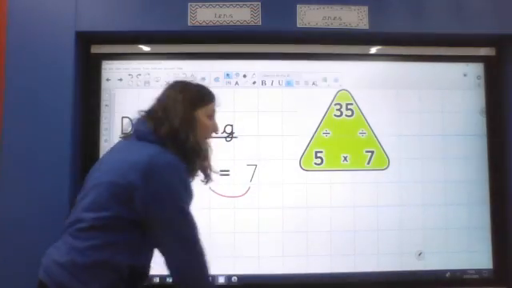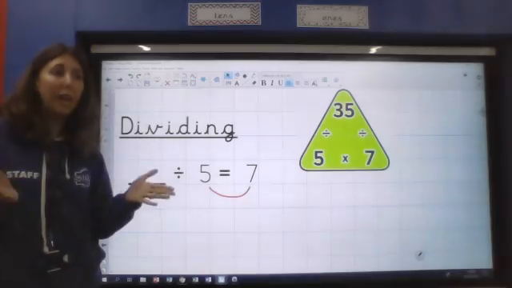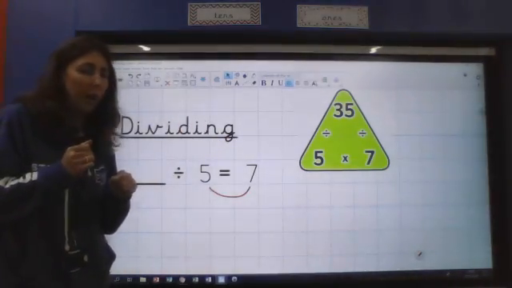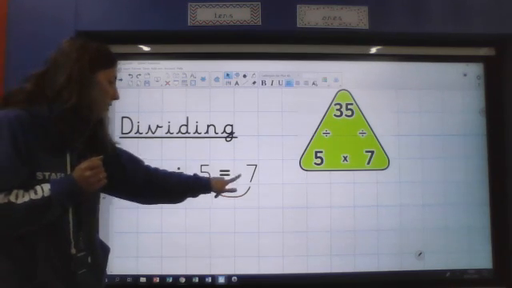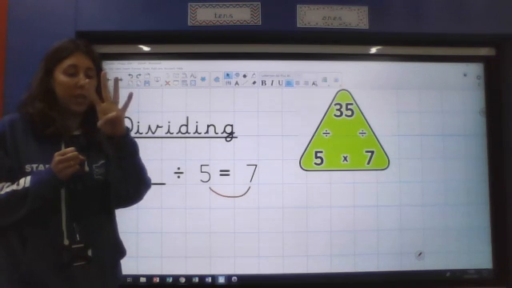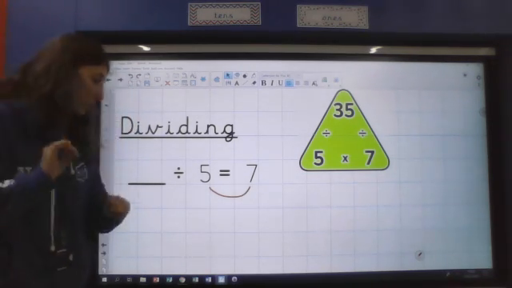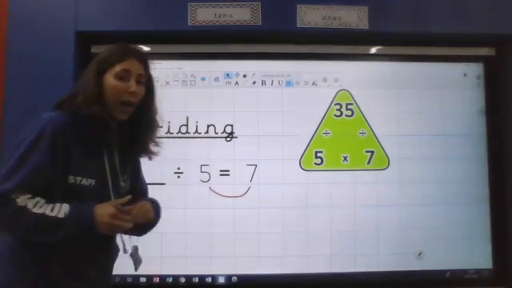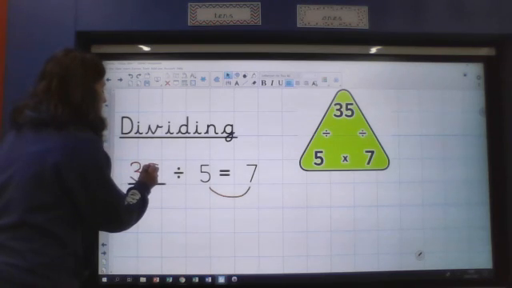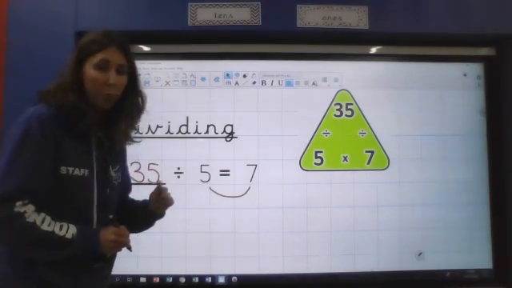We're going to count in 5 7 times because we know we're after a bigger number, which we get when we multiply. Let's just double check that our number triangle is right. Let's count in fives 7 times. 5, 10, 15, 20, 25, 30, 35. So we've got to count in our fives to multiply to get our answer. Okay, 35 divided by 5 would be 7.